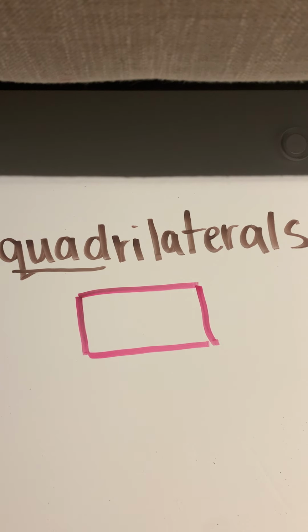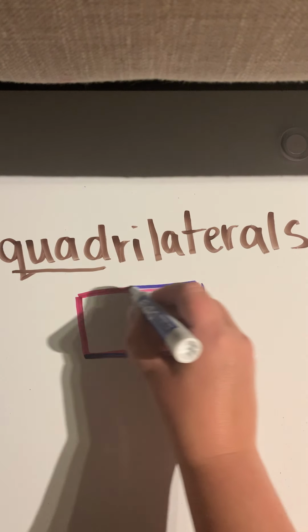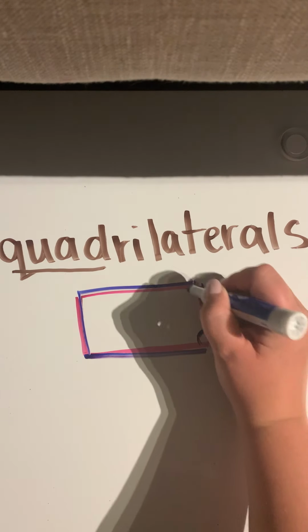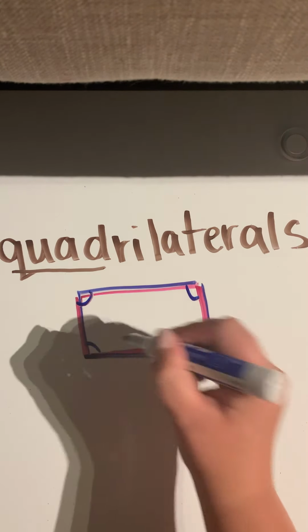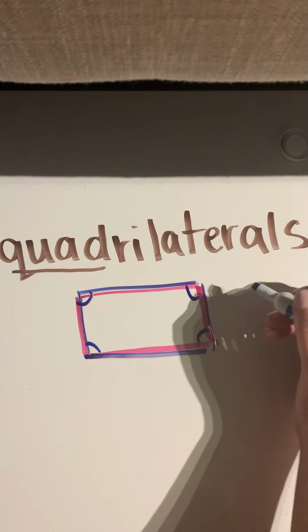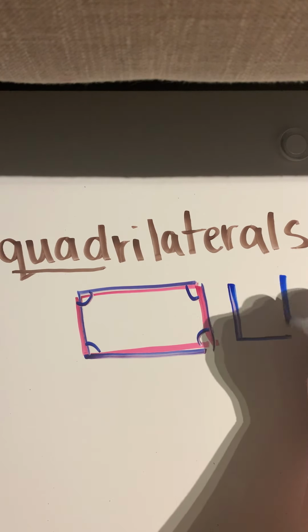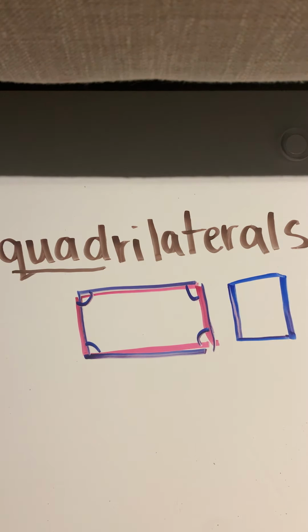Now, I told you yesterday that in order for a shape to be a polygon, it has to have 3 or more sides, right? Now we have some more rules that we have to follow. In order for a polygon to be a quadrilateral, it has to have 4 sides, 1, 2, 3, and 4, and 4 angles. So these are all quadrilaterals. A rectangle is a quadrilateral. A square is a quadrilateral.